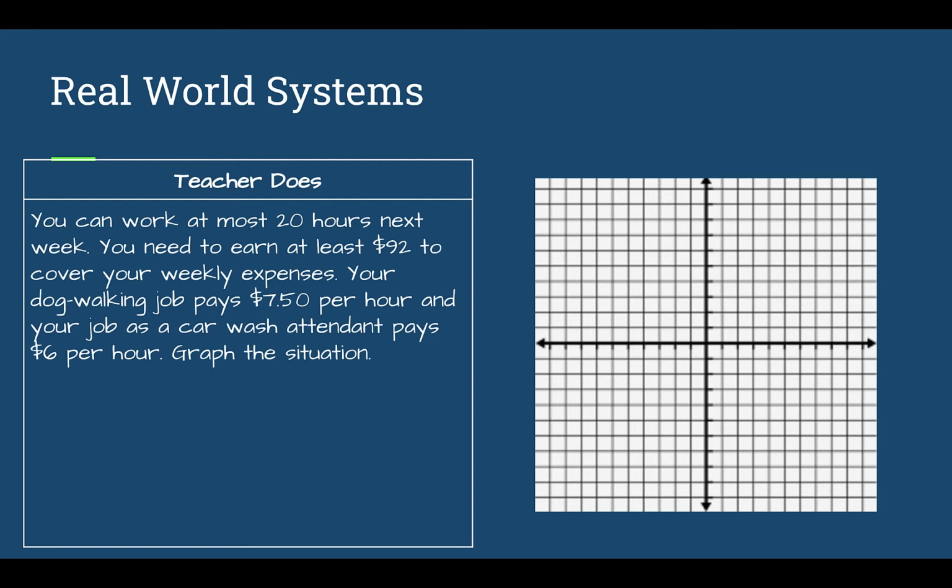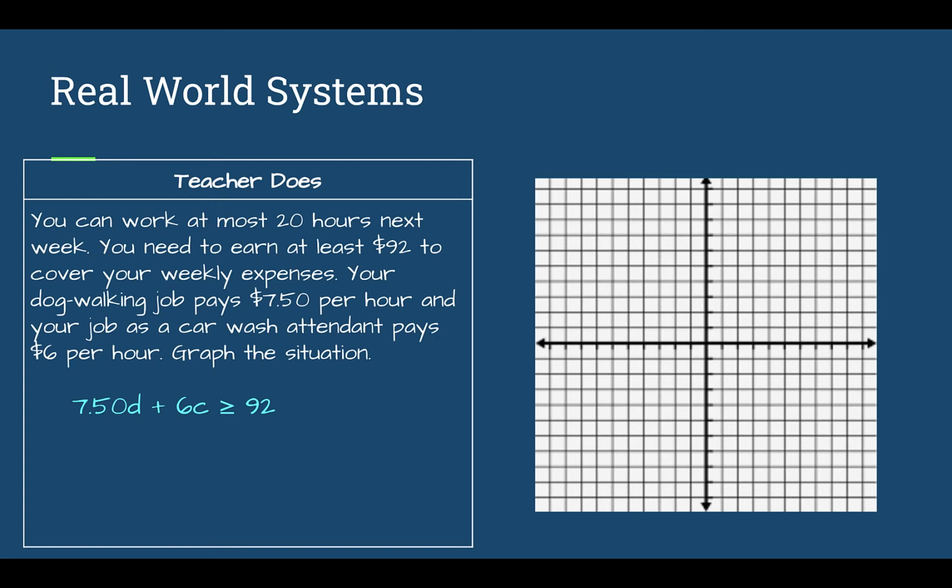Graph the situation. First, to graph, we need to write our equations. So in that second sentence, it says you need to earn at least $92. So that needs to be greater than or equal to 92. How are you going to earn money? Well, you're going to earn money by dog walking for $7.50 per hour and car wash attending for $6 per hour. So I'm going to write it as 7.50D plus 6C. That way we can keep them separate.